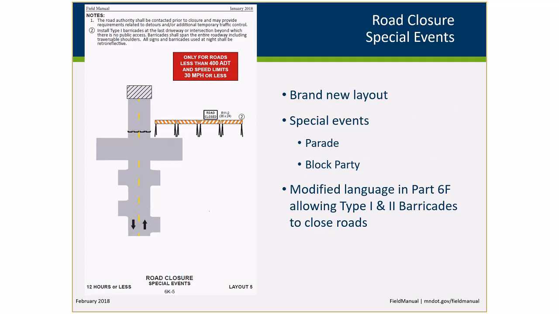So we ended up coming up with new language for Part 6F that allows the Type 1 and Type 2 barricades to close roads for special events, such as parades or block parties or things of that nature. And we ended up creating this layout in order to match that new language that's been added in there. So in Minnesota, we are now allowed to use the Type 1 or Type 2 barricades to close roads. Previously, technically, that was not allowed.